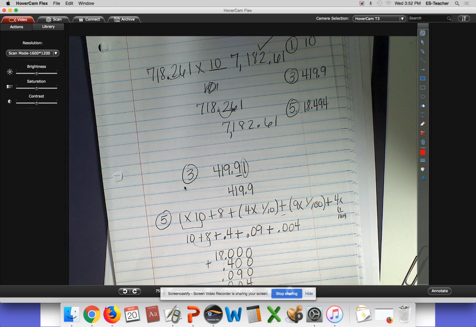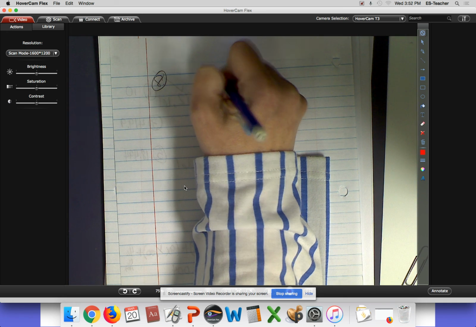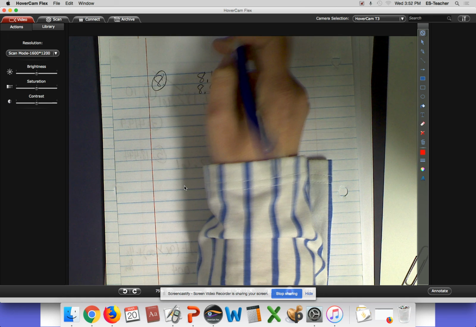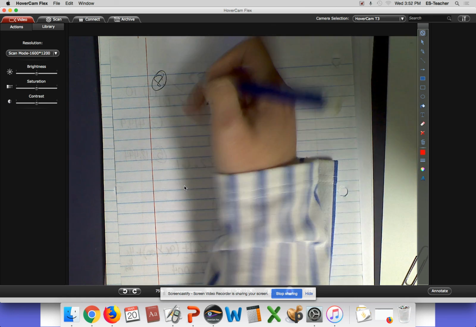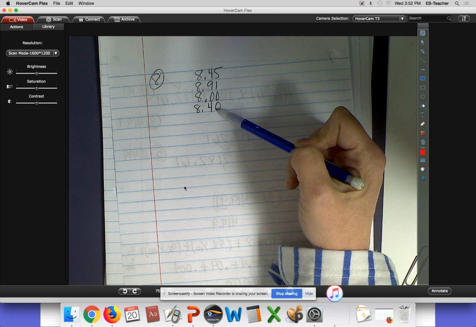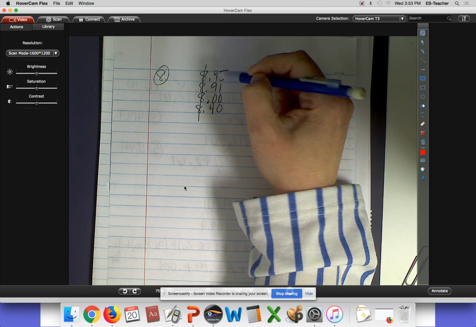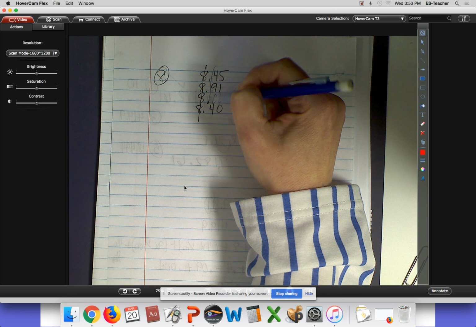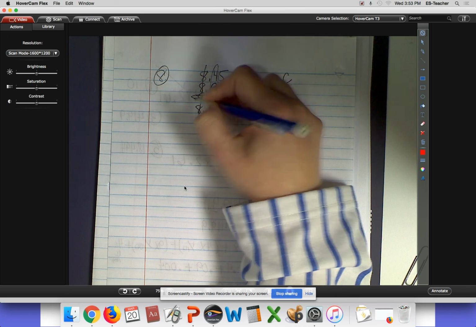All right, let's do number 8. It looks hard. We have 8 and 45 hundredths, 8 and 91 hundredths, 8, and I'm going to put my zeros there so I don't get confused. And then I have 8 and 4/10, but I'm going to add the 0 so I can look down and easily go from small to large. This one will tell me which is the smallest, based on what you're comparing. So C is the smallest, and now I can mark that out.